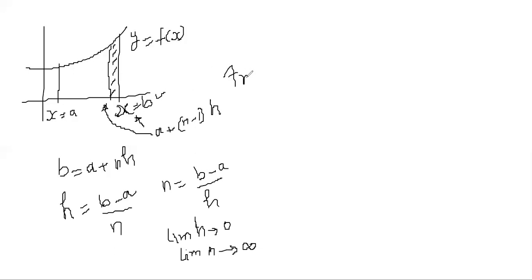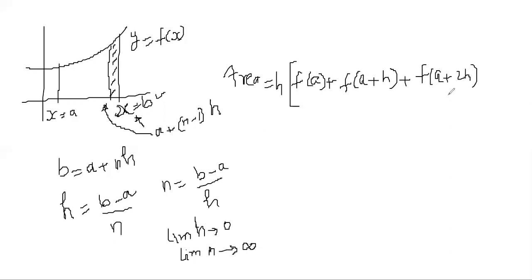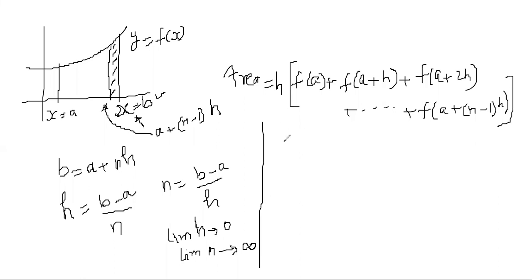So the area which is coming here is f(a), and h I am taking as common because it is the width of all the rectangles. f of a plus h, f of a plus 2h, and so on till f of a plus (n minus 1)h. Now this can be expressed as a definite integration. And you have to put a limit also here: limit h is tending towards 0 and n is tending towards infinity.